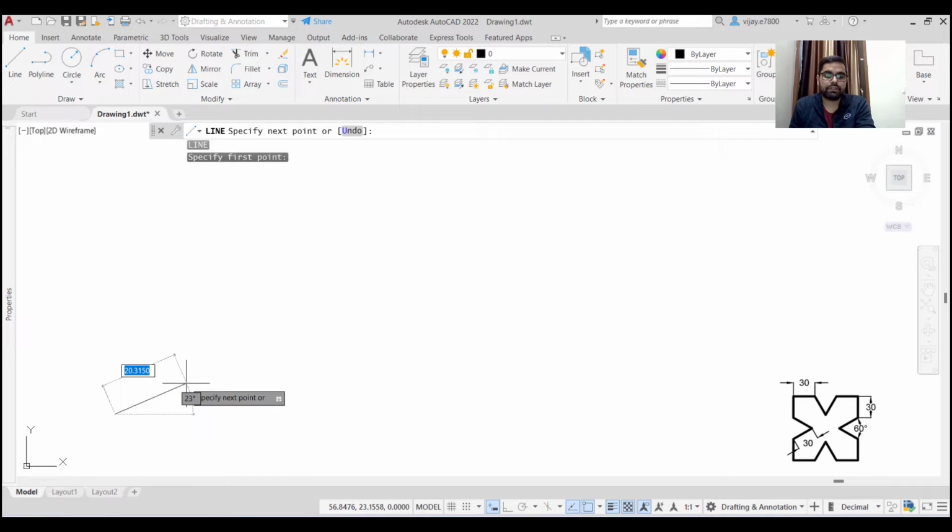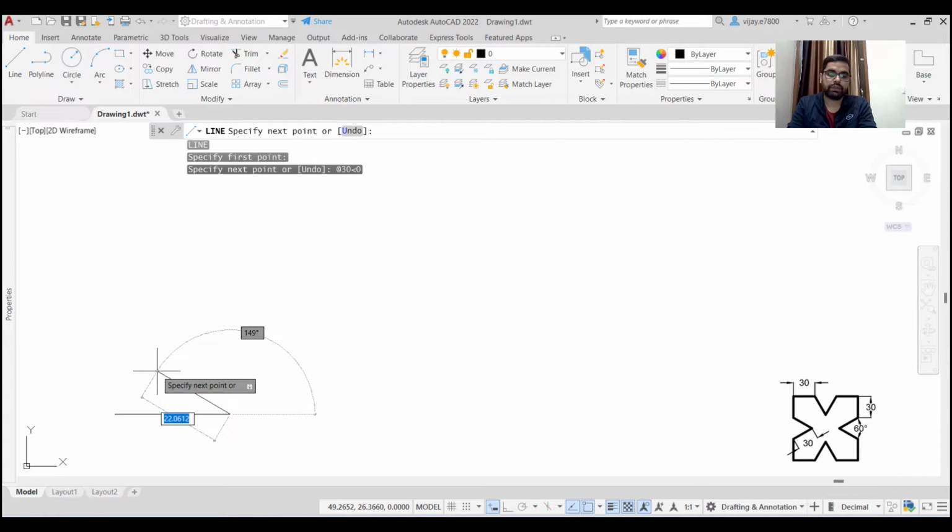So let's start with this drawing, and at the end I'll explain a shorter method as well to draw this same image. So @30, angle 0 degree, press enter. Now all the sides are 30 units, and we need to mention the angle. This time as well, side is 30, and the angle this time is 60 degree from the x-axis.